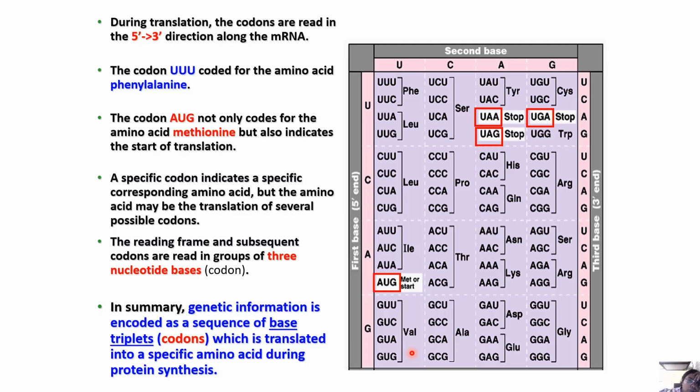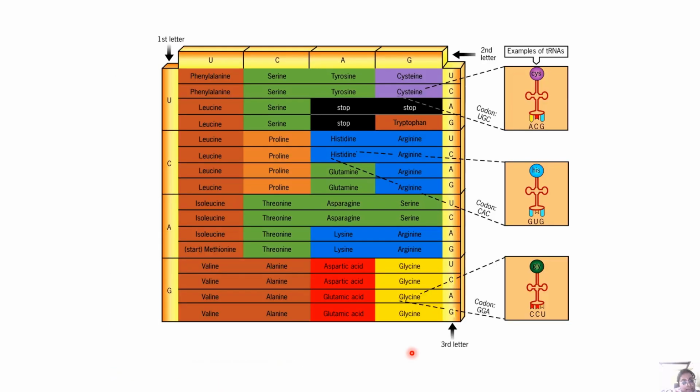The codon AUG not only codes for the amino acid methionine but also indicates the start of translation. A specific codon indicates a specific corresponding amino acid, but the amino acid may be the translation of several possible codons, and the reading frame and the subsequent codons are read in groups of 3 nucleotide bases. So in summary, genetic information is encoded as a sequence of base triplets which is translated into a specific amino acid during protein synthesis.